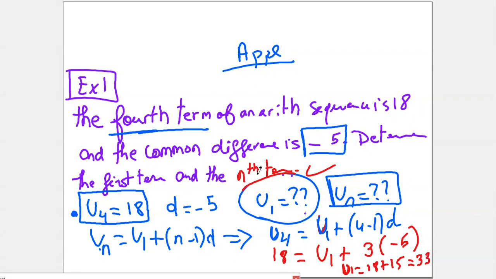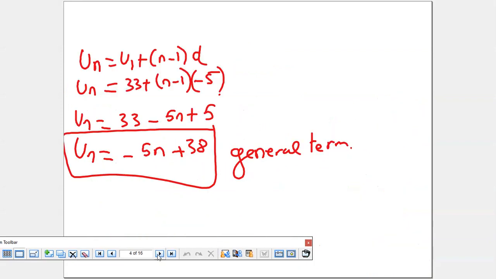Excellent, I got u1. How are you going to find the general term? un, it means formula: un is equal to u1 plus (n minus 1) times d. So already we have u1 is 33, and you know d is minus 5. I just need to replace, and this is the general term. And this one will help me find any term that I want without having the preceding one. For example, I can find u100 by replacing n by 100 without getting u99 and u98. That's why it's very important to know how to find the general term of any sequence, so you can find any term that you want without getting all the preceding terms.